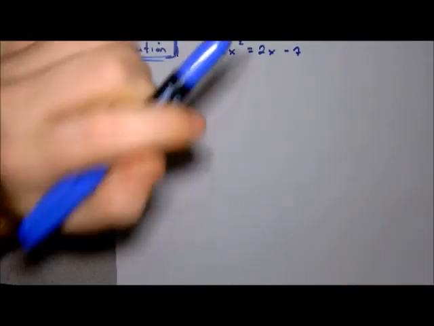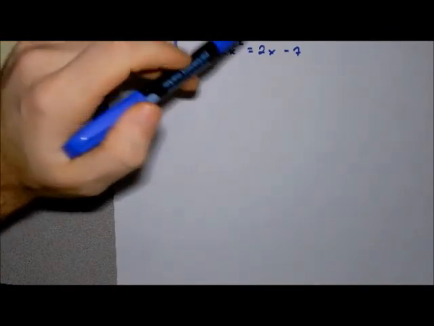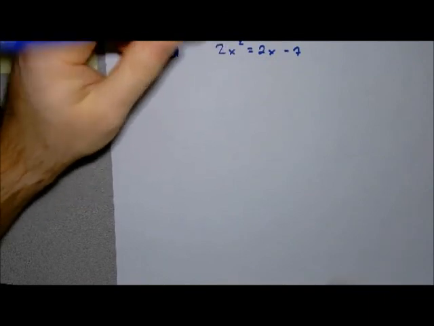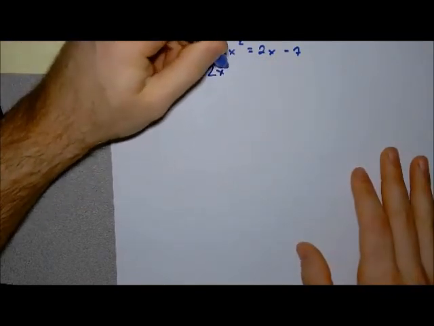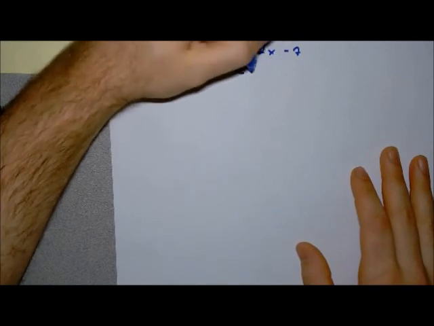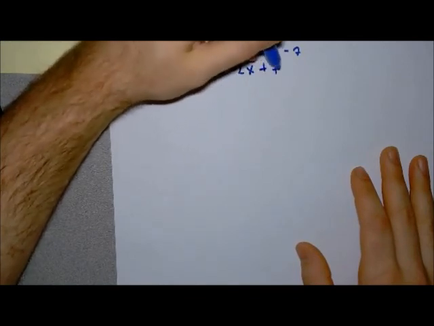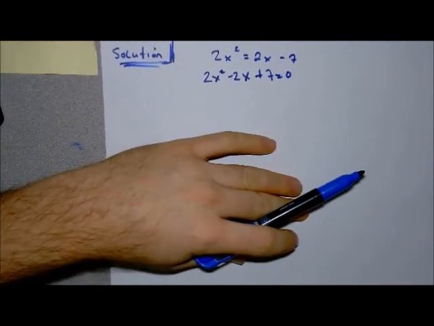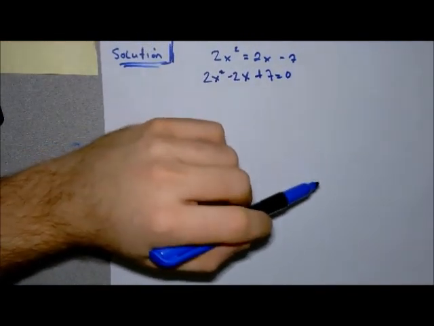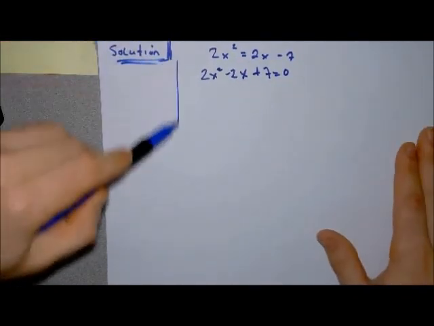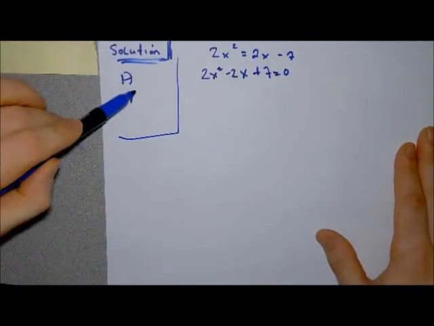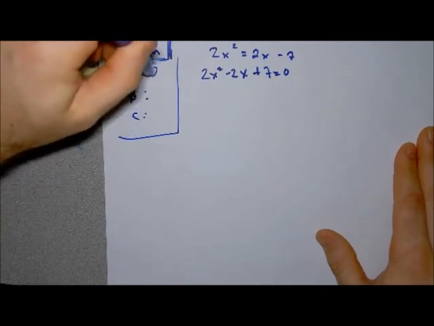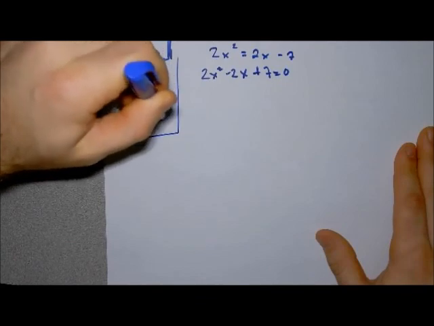Number 15 asks for the solutions to the equation. You have something that is squared, so your objective is to get everything to the left, set equal to 0. So you have 2x squared minus 2x plus 7 is equal to 0. You could try to factor this if you wanted, but this particular one does not factor, so that leaves you with the only option of using the quadratic formula. So you should make a box. You should list your A, your B, and your C. In this case, A is 2, B is -2, C is 7.